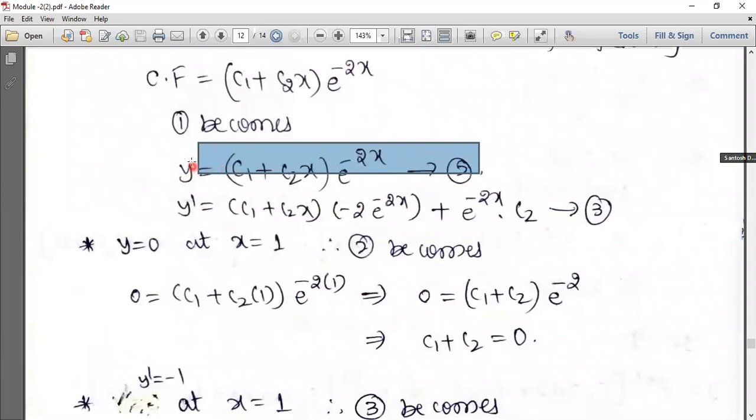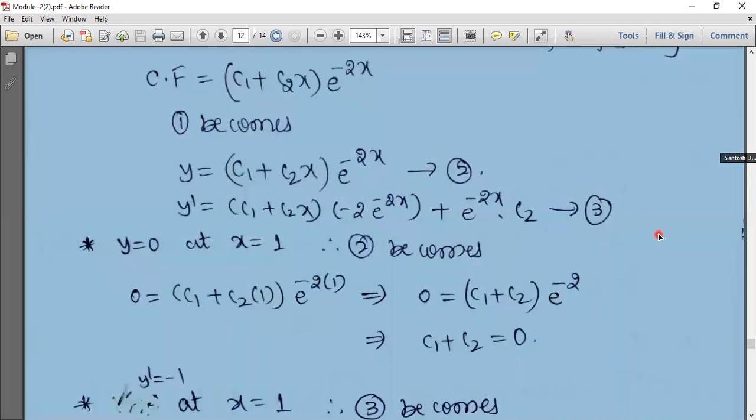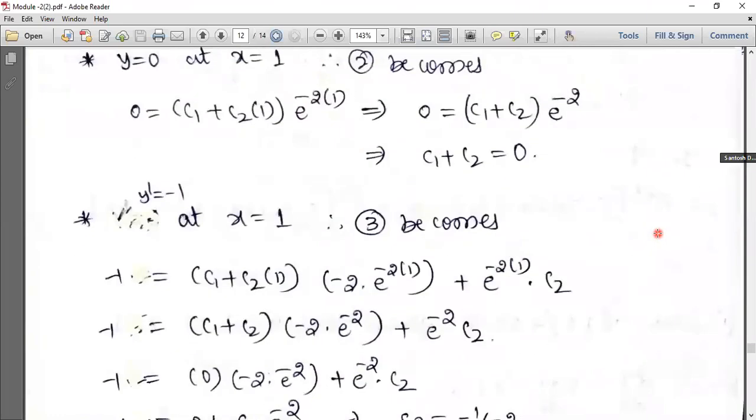So here y equal to 0: 0 is equal to (C1 plus C2 into 1) e raised to minus 2 into 1. So 0 is equal to (C1 plus C2) e raised to minus 2. And this you shift to this side, so it becomes C1 plus C2 is equal to 0.